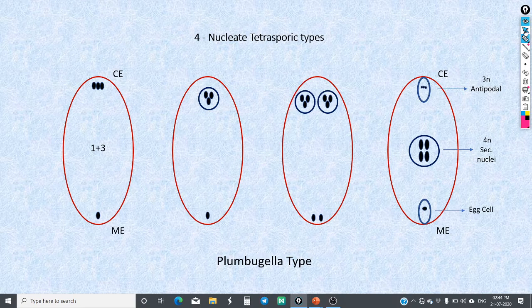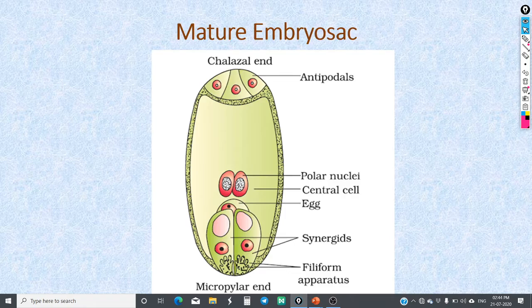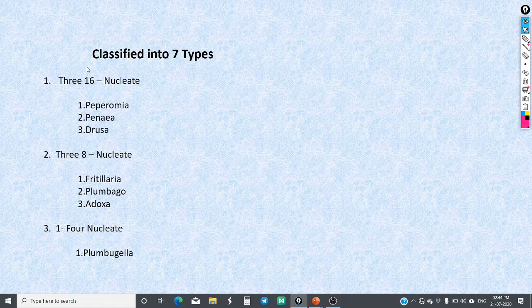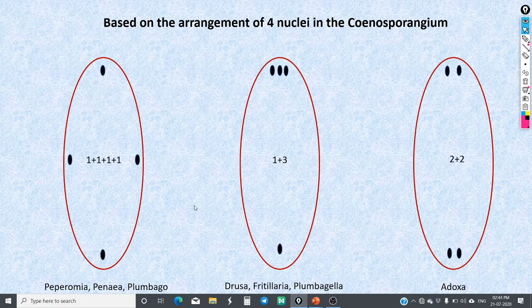So this is about the different types. That is, one more time, you will see. Tetrasporic types are classified into 7 types. 16 nucleated 3: Peperomia, Penaea, Drusa. 8 nucleated 3: Fritillaria, Plumbago, and Adoxa. And 4 nucleated 1, that is the Plumbagella type. Okay, so this is the tetrasporic type of embryo sac development.